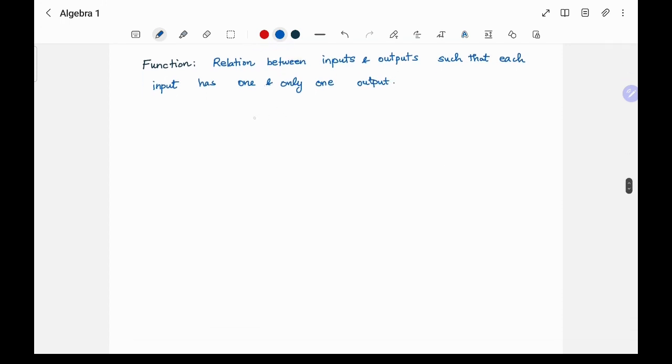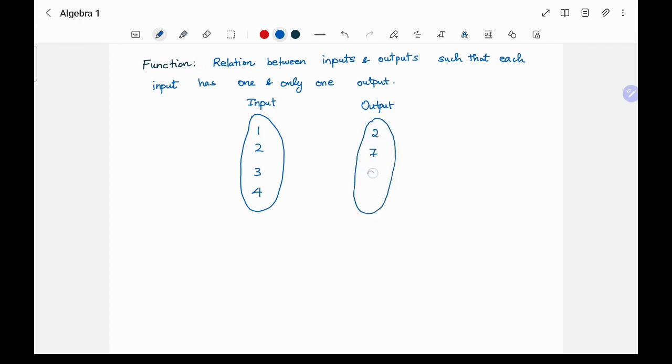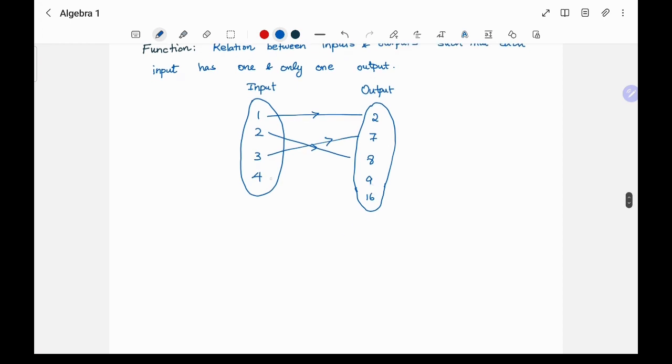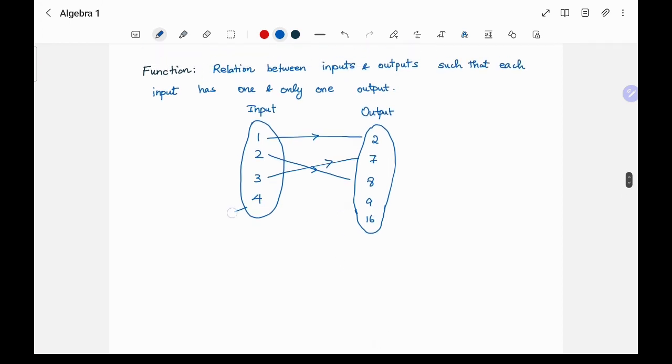So we can take an example. Let's say I have some numbers in the input, 1, 2, 3, 4, and in the output I have some more numbers 2, 7, 8, 9. Let me include another number 16. So each input should have only one output. Let's say 1 is mapped to 2, 2 is mapped to 8, 3 is mapped to 4, and 4 is not mapped. So if 4 is not mapped, it has 0 outputs.